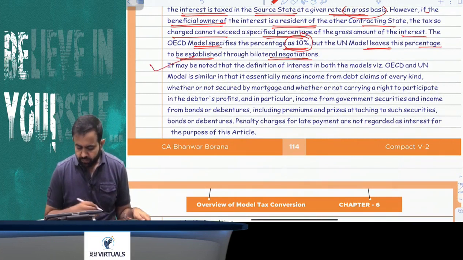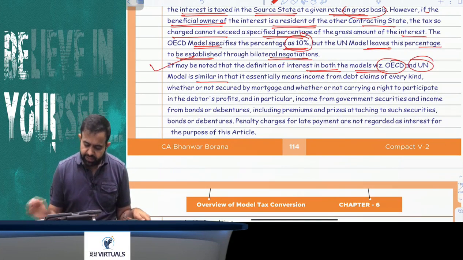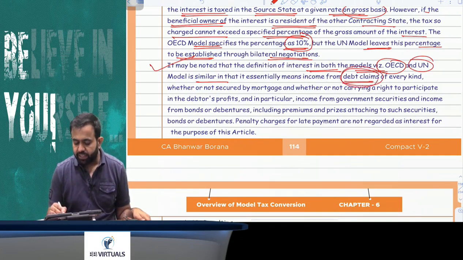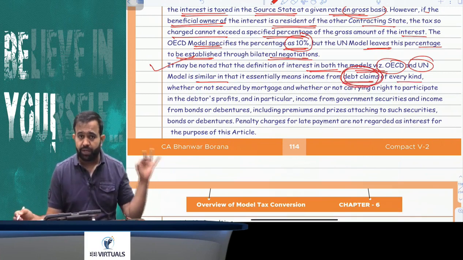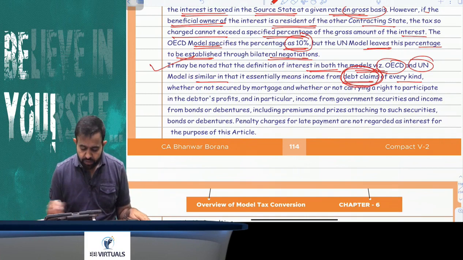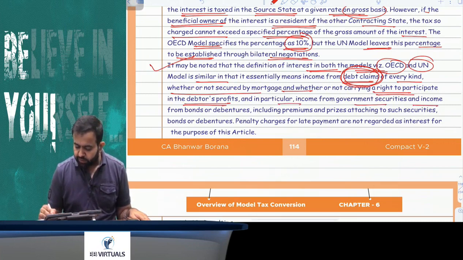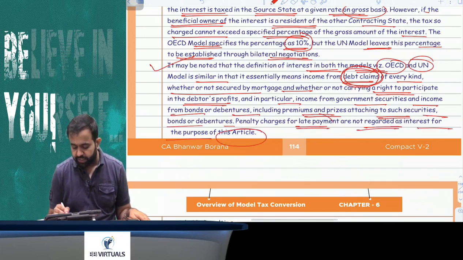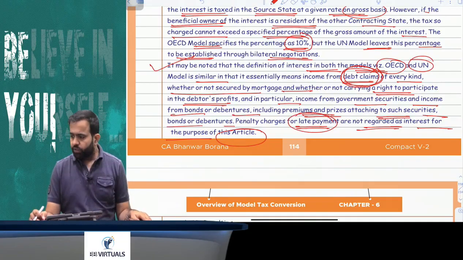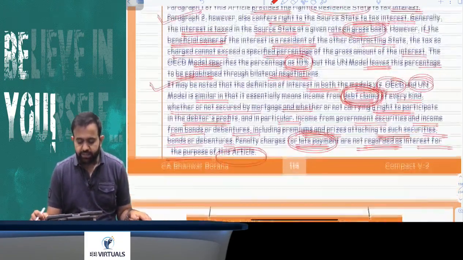Now next part. It may be noted that the definition of interest in both models, that is the OECD and UN model, is similar. That is essentially income from debt claims of every kind. Income from debt claims of every kind is called your interest income, whether or not secured by mortgage, and whether or not carrying a right to participate in the debtor's profits. In particular, income from government securities, income from bonds and debentures, including premiums and prizes attached to such securities, bonds or debentures. Penalty charged for late payment is not regarded as interest for the purpose of this article. Obviously, penalty charged for late payment is not treated as interest. This is called your interest.